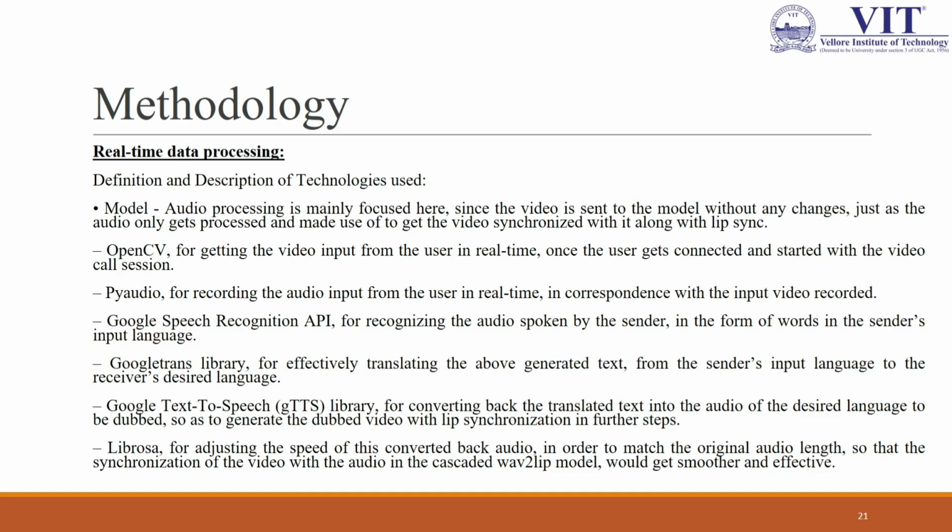And the Google Speech Recognition API is used for recognizing the audio spoken by the sender and generating words in the sender's input language. And the translation of the text is done using the Google Trans library. And this translated text must be converted back into the audio form, and that is done by the Google Text-to-Speech (gTTS) library in Python. And finally, the processed, translated audio length must be matched with the video length so that our web model generates effective results. And for this, we have utilized Librosa.